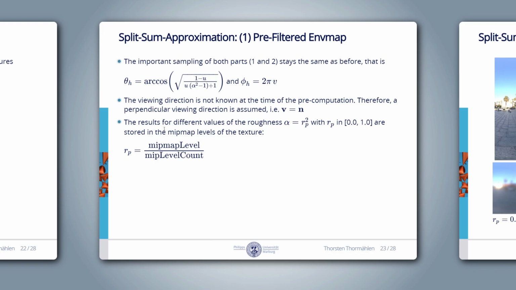The results for different values of the roughness alpha can be stored in the mipmap levels of the texture. Alpha is equal to rp squared, where rp is Disney's user-friendly perceived roughness value in the interval from 0 to 1. One possible mapping between rp and the mipmap level is that we take the current mipmap level and divide it by the total number of mipmap levels that we are using.